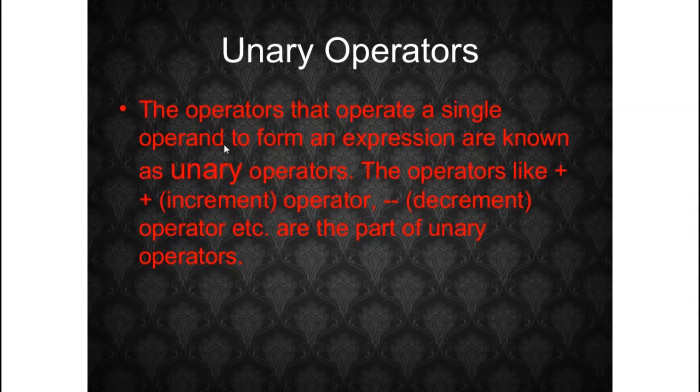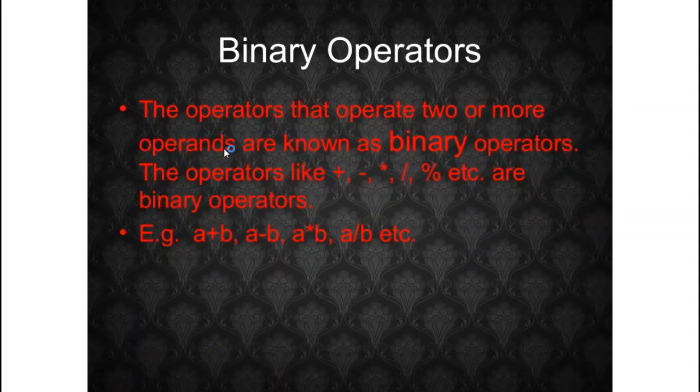Moving on to binary operators. The operators that operate on two or more operands are known as binary operators. The operators like plus, minus, asterisk, front slash, and percentage sign are binary operators. For example, a plus b, a minus b, a asterisk b, and a front slash b.